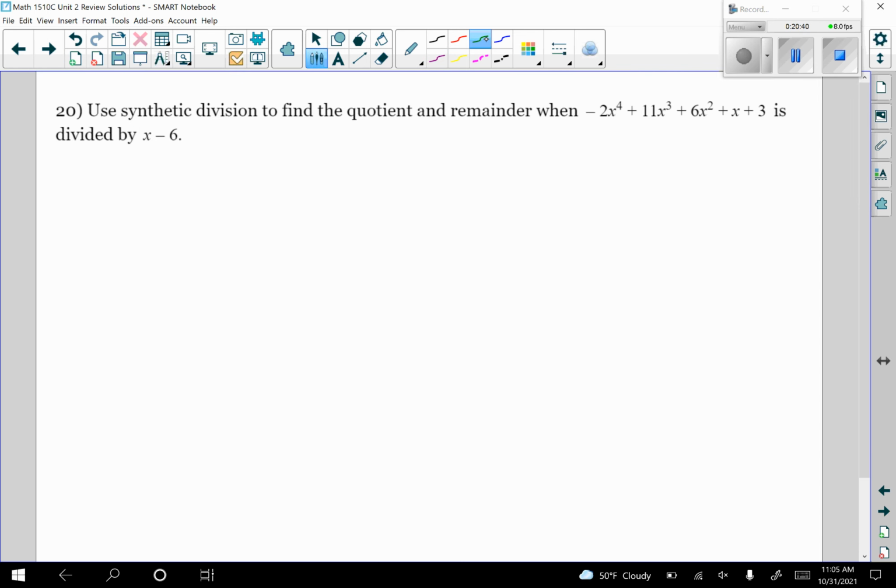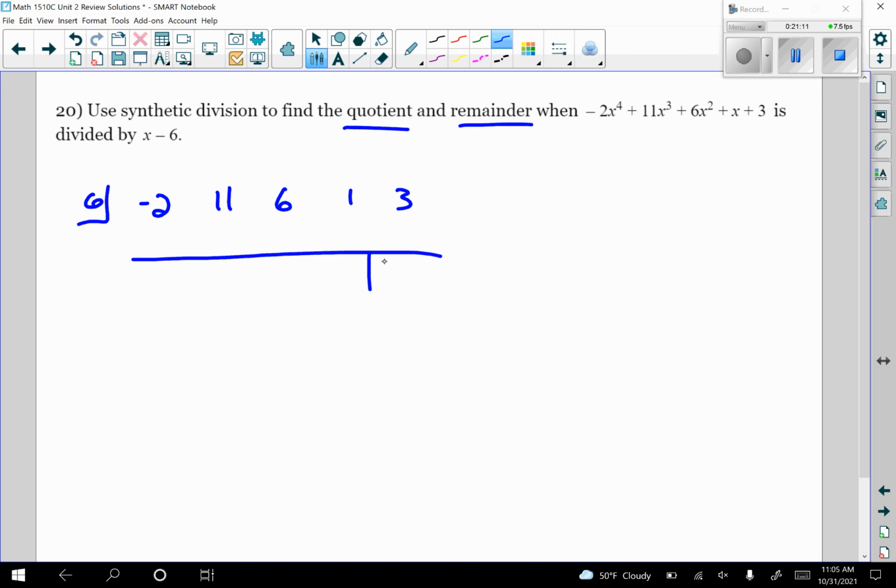All right, so you guys had a problem very similar to this on the activity 4, and I was a little bit lenient on that, but make sure you're clearly answering what's being asked here. So we're going to use synthetic division. We want to specifically identify the quotient and the remainder. So our shelf number is actually going to be a positive 6. Take a look at our powers here. We have 4, 3, 2, 1, and then 0 there, so we don't have to put in any zeros as place fillers. So we're going to have a negative 2, an 11, a 6, a 1, and a 3.